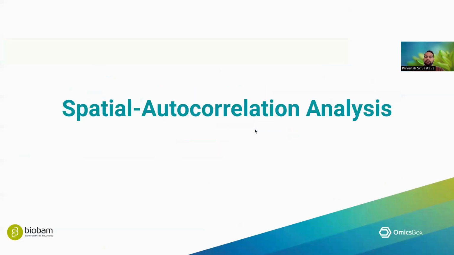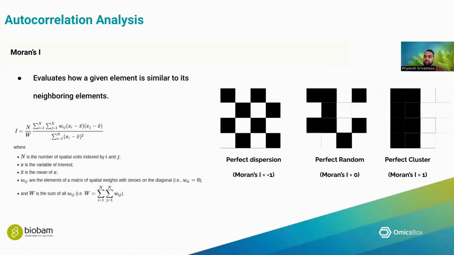Okay, so autocorrelation, the entire name is spatial autocorrelation. It's implemented in Monocle3, and it computes a Moran's I for each gene. So it evaluates how a given element is similar to its neighboring elements, and in our case, our elements are cells. It tests whether a cell is expressing a particular gene and how the expression is compared to the neighboring cells. So this Moran's I basically ranges from -1 to +1.